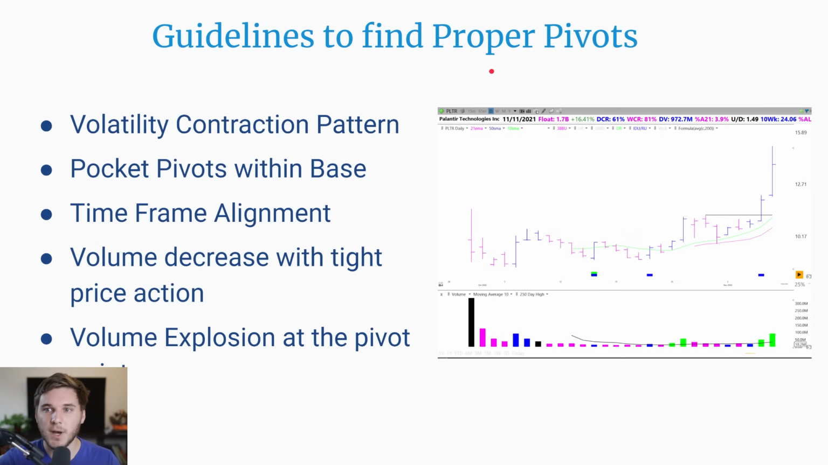So here are some guidelines to find proper pivots. You want to be looking for volatility contraction patterns, some type of contraction left to right within a base. You want to see pocket pivots, as I mentioned, within the base, suggesting there's accumulation. And you also want time frame alignment, which I'll go through an example with PLTR in just a second. But you also want to see volume decrease with tight price action right before that pivot point, right under that price level. And finally, on that breakout, you want to see a volume explosion right as the stock pushes through that level.